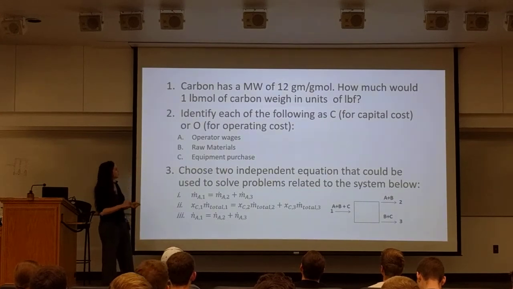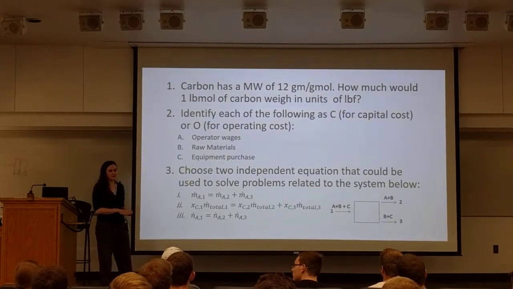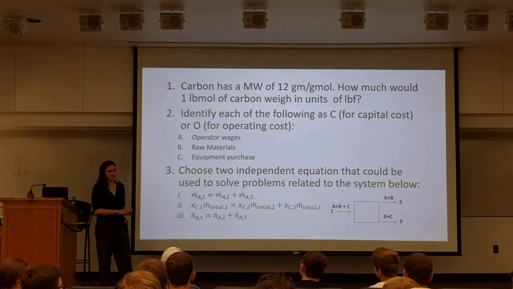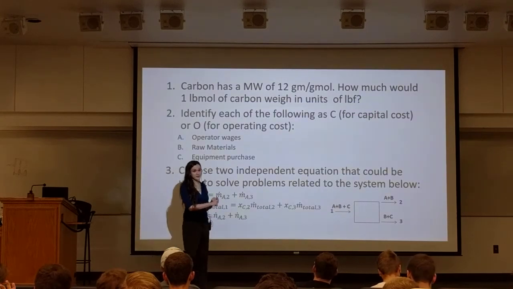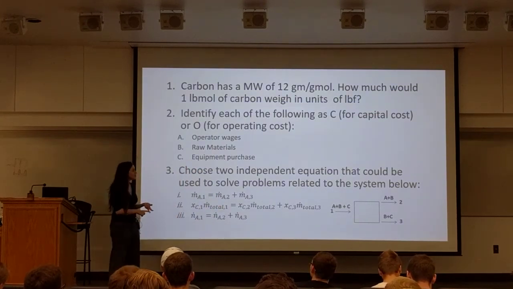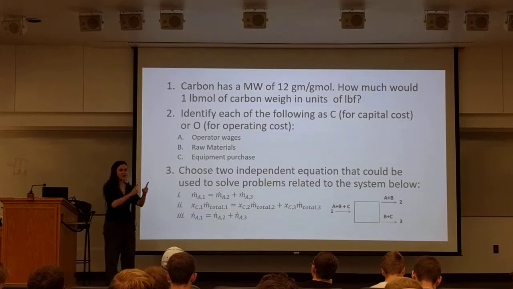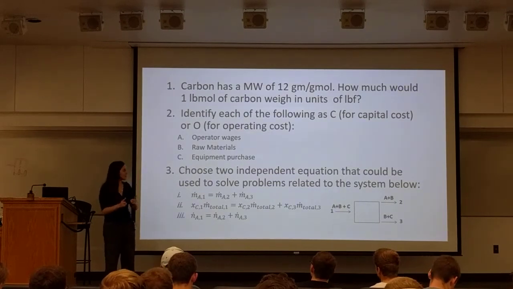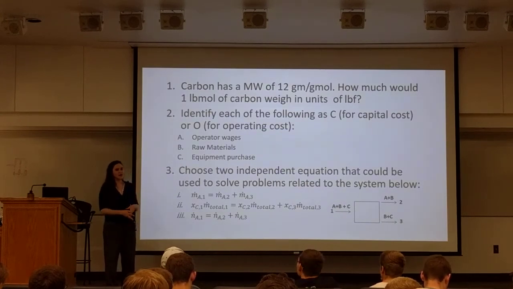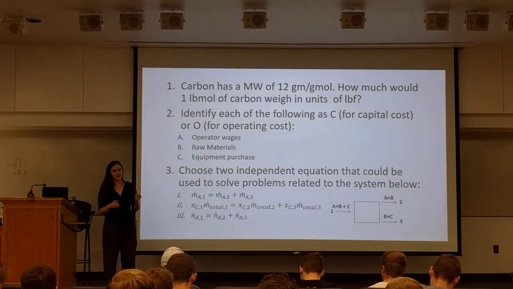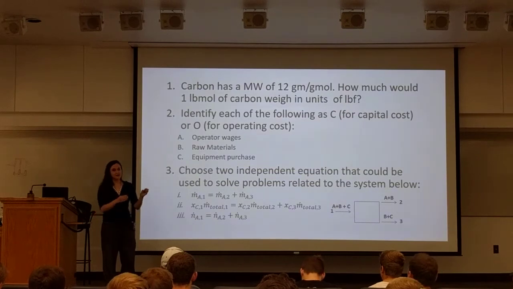How much does 1 pound mole of carbon weigh in units of pound force? 12 pounds force. Why? If the molecular weight of carbon is 12 grams per gram mole, then 1 pound mole of carbon is going to have a mass of 12 pound masses. And 12 pounds mass weigh 12 pounds force.